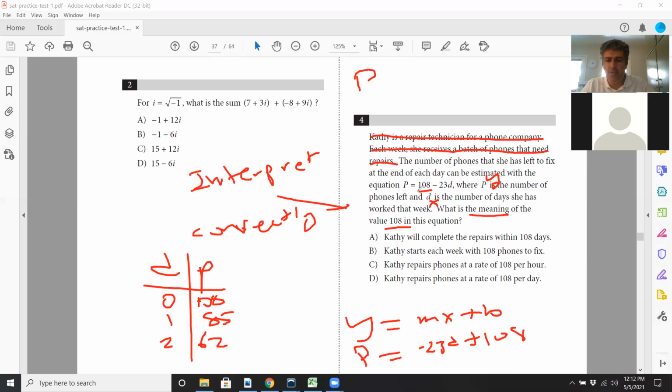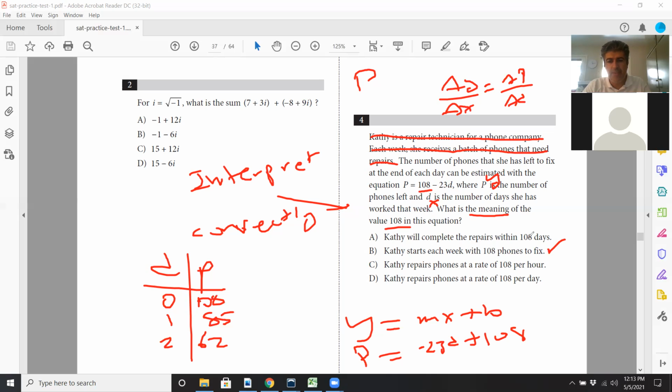So the slope, negative 23, represents the change in how many phones she has left per day. That is what a slope is anyway, right? Change in y over change in x, or change in price, sorry, change in number of phones over the change in days. But the 108 is what she starts with, and that's what we're going to go with. So she starts each week with 108 phones to fix.